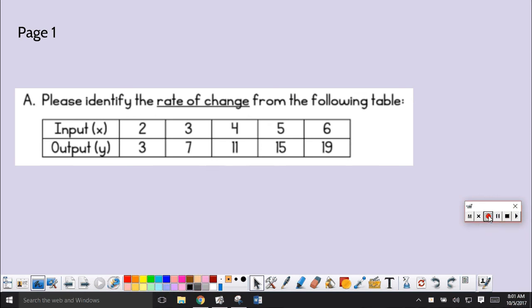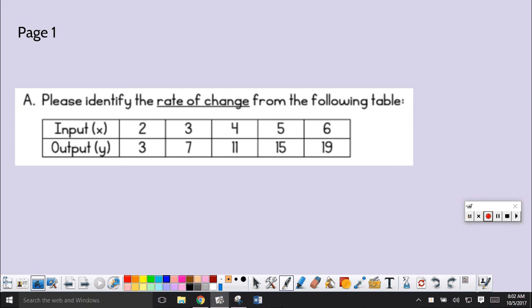So the first problem that I'm going to work on the review is question A. I'm not going to work every single question from the review just for time's sake, but I'm going to try and get to every type of problem on the review, just so that you're able to get the gist of rate of change, initial value, looking at graphs, and comparing rate of change and initial values together.